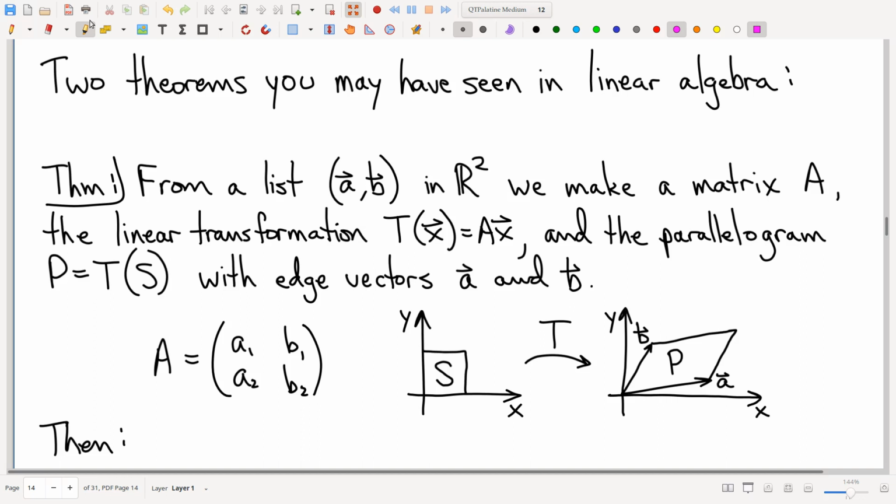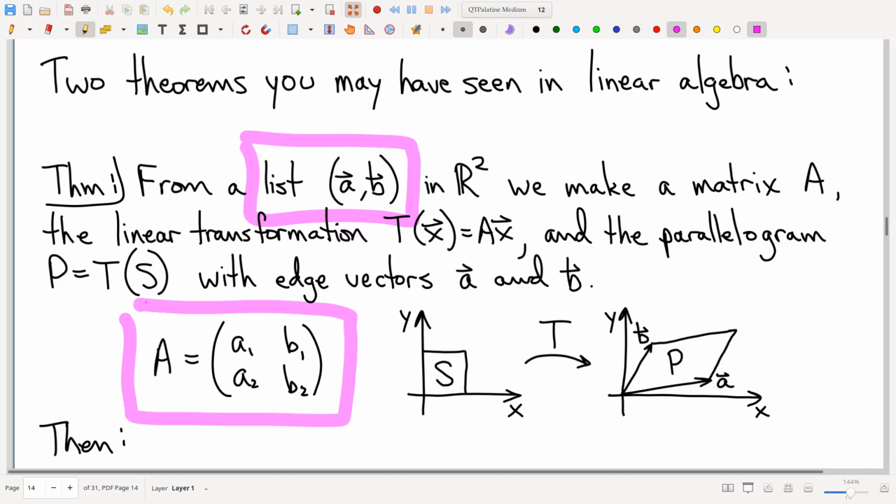So here's what we're going to talk about. We're going to talk about a list: two vectors in R2. I point out that a list allows me to make a matrix. Now, how do I turn a list into a matrix? Well, I take the first vector in the list, and I'm going to make that the first column in the matrix. I'm going to take the second vector in the list, and make that the second column of the matrix. Now, this is, again, an arbitrary choice, but this is, I'm going to call it natural. So you give me a list, I can make a matrix in a natural way.